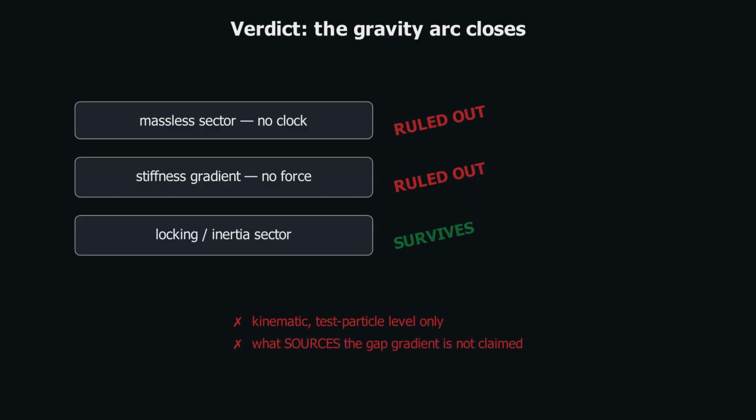Now what is not claimed? This is a kinematic result at the test particle level. It says that a gap gradient exerts a force. It does not say what creates the gap gradient. If ordinary energy density is the only thing that can, then this is standard gravity with no shortcut. That question is open, sharply posed, and deferred.